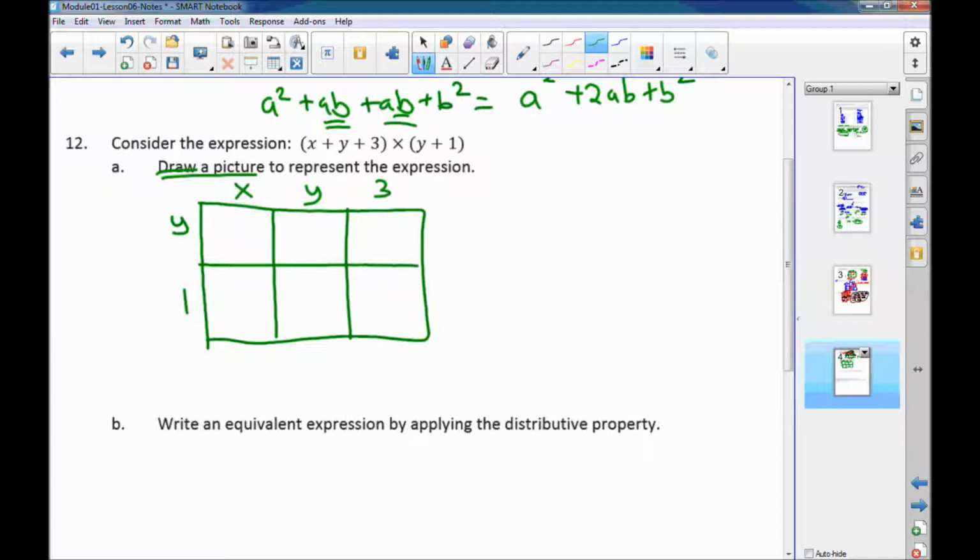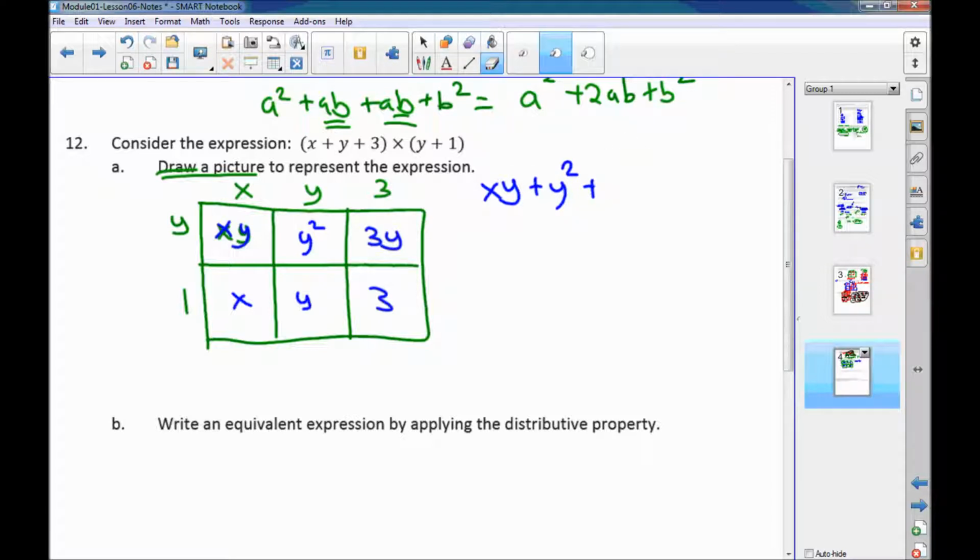So we're going to get x times y. We'll put it in alphabetical order. We're going to get y squared, and we're going to get 3y when I multiply all those together. And here we're going to get 1 times x for x, 1 times y for y, and 1 times 3 for 3. Okay, so if we combine our like terms, which there aren't any, so we just have to write it out. So this is xy plus y squared plus 3, and we should put it alphabetical first, so let's put this x first.